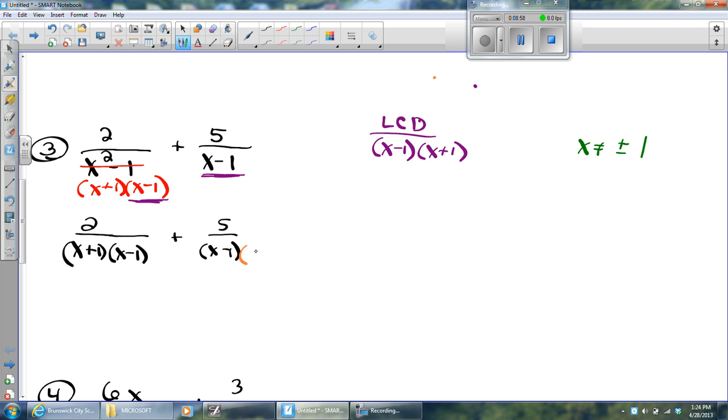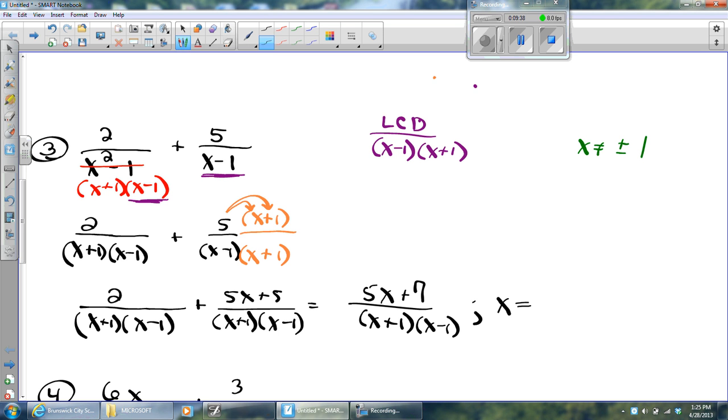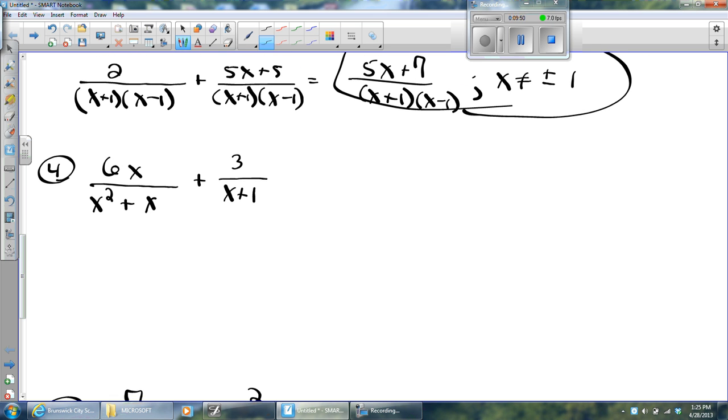The second fraction's denominator only has x minus 1, so I'm going to multiply it by an x plus 1, and I'll do the same in the numerator. Of course, I'll distribute here. I'll end up with this, 2 over my LCD plus 5x plus 5 over my LCD. And I'll combine like terms of my numerators over my LCD. And this is true when x does not equal plus or minus 1. And there is your solution. It's actually not a solution. There's your simplification. Your sum, I should say.